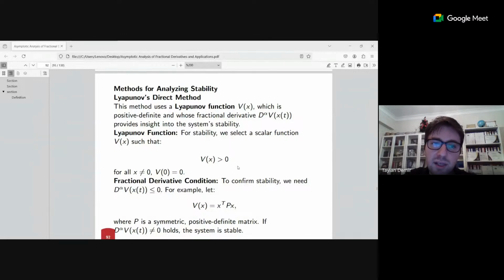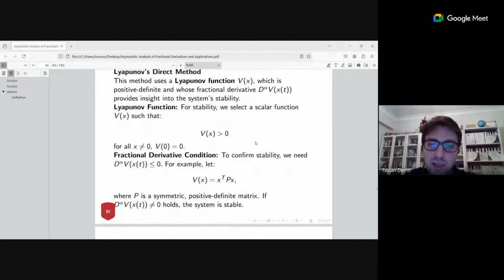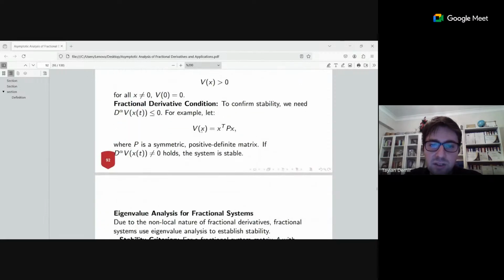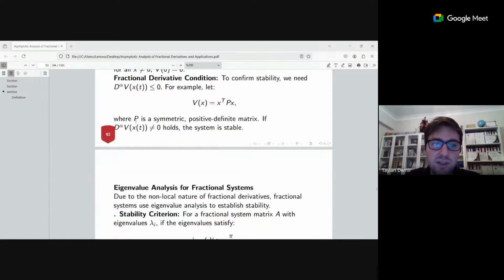Lyapunov's direct method is another method for analyzing stability. If you consider V of x as a Lyapunov function, which is positive definite and whose fractional derivative D power alpha V of x of t provides insight into the system's stability. In the Lyapunov function, for stability, we select a scalar function V of x that is positive for x different from 0, and V of 0 equals 0. And for the fractional derivative condition, to confirm stability, we need D power alpha V of x of t less than or equal to 0.